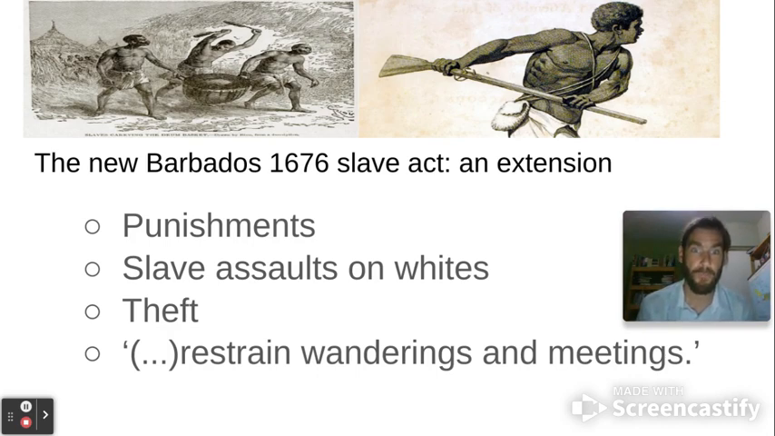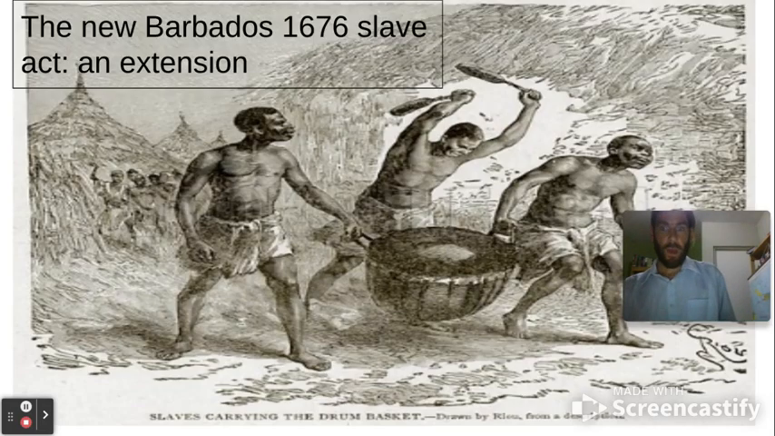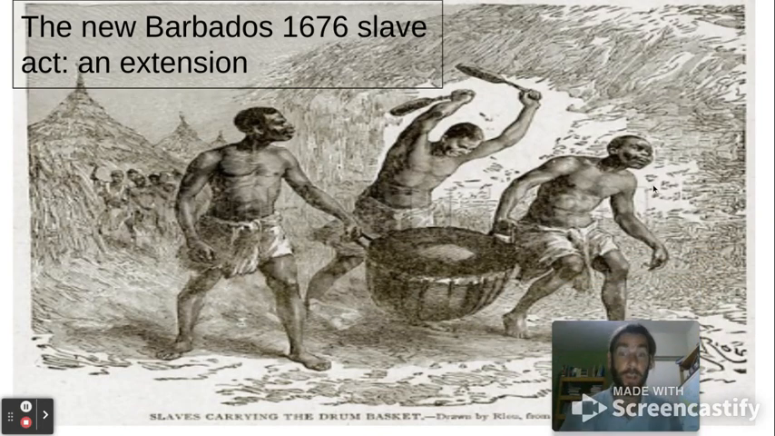So we see the slaves stole, else they wouldn't make a law for this. They assaulted whites, and also they wandered outside of the plantations, they met together, and one of the purposes of this extension of the Barbados law was to prevent all of these things and to give the planter, the plantation owner, an instrument how to deal with these things. And as I said before, the drumming was also something you could get punished for as a slave. And perhaps you think, why was drumming important?